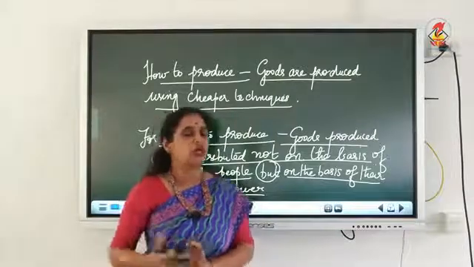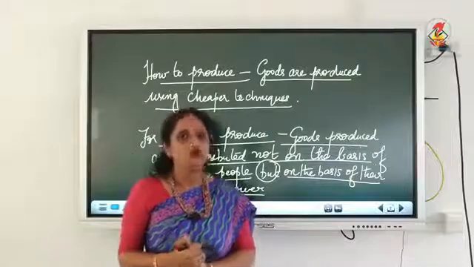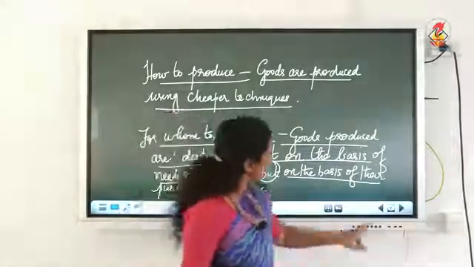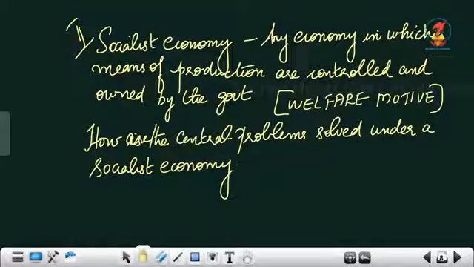So, in a capitalist economy, these three problems are solved in this way. I hope it is clear to you. Now, we will move on to socialist economy, just opposite of capitalist economy. In a capitalist economy, it is owned by private individuals; in a socialist economy, definitely it will be by government. So, let us see the definition of socialist economy.